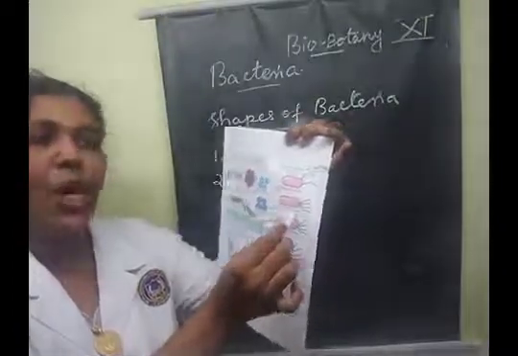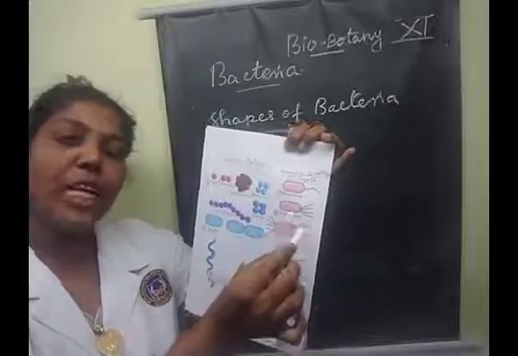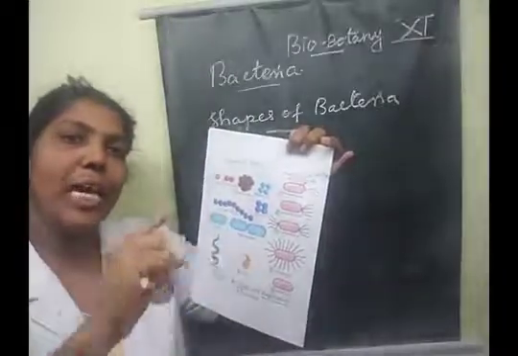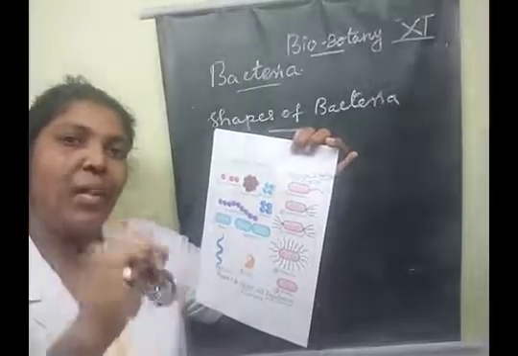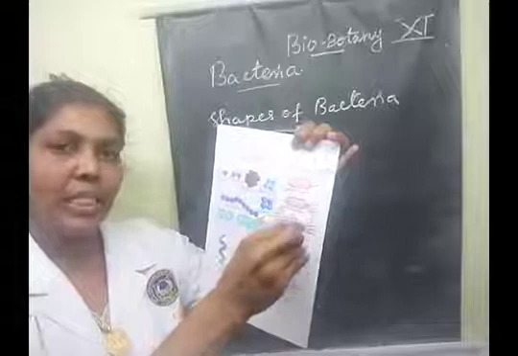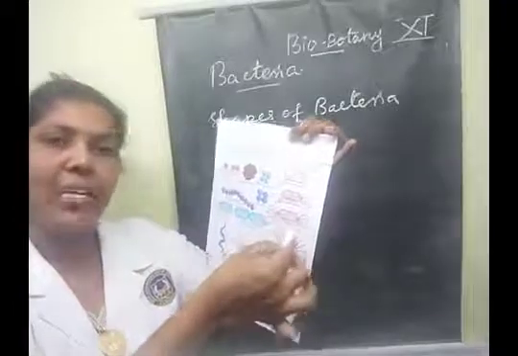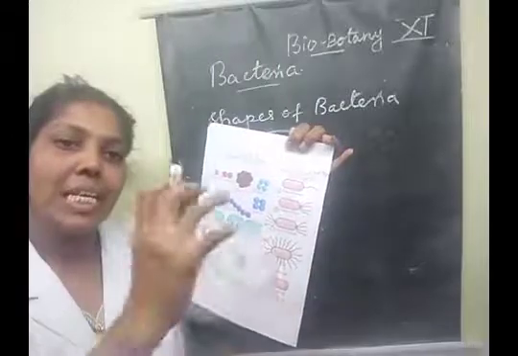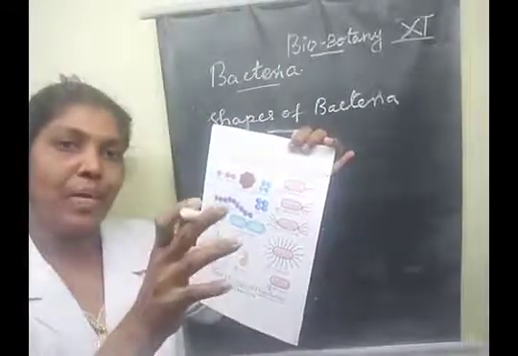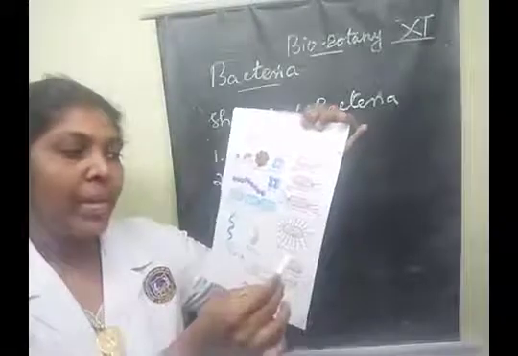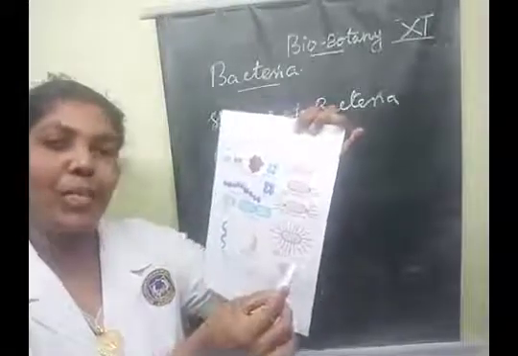Next one is lophotrichous. Lophotrichous means more than 2 flagella attached on any one side of the bacterial cell. Clear? That's known as lophotrichous. The next one is amphitrichous, meaning more than two flagella attached on both sides. Clear? That is known as amphitrichous. The next one is peritrichous.